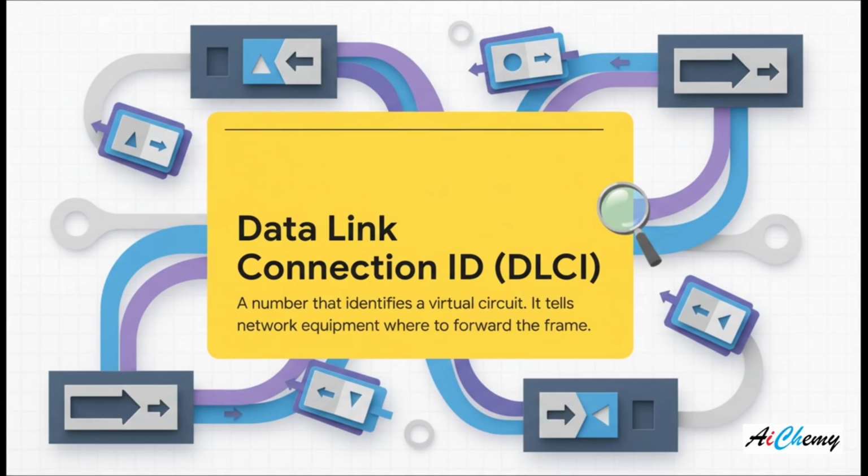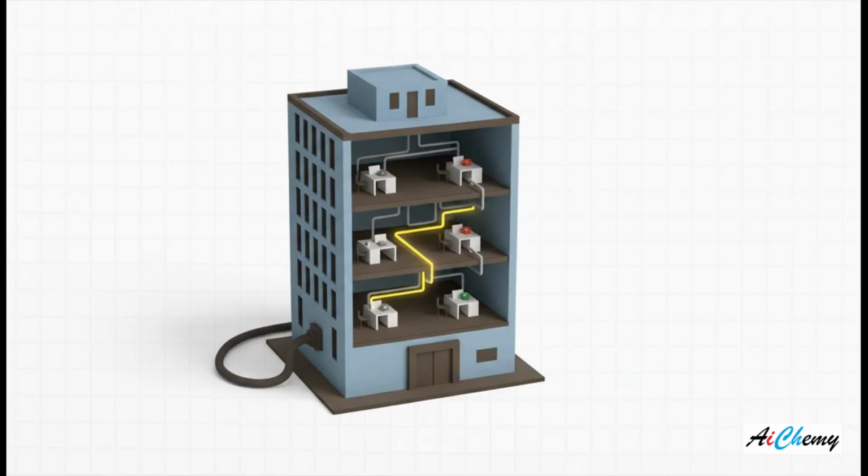Simple as that. Here is the absolute best way to think about it. Your physical wire into the network, that's like the main phone number for a huge office building. The DLCI is the extension. It's what directs the call, or in our case, the data frame, to the one specific desk, the one correct destination, inside that whole building.